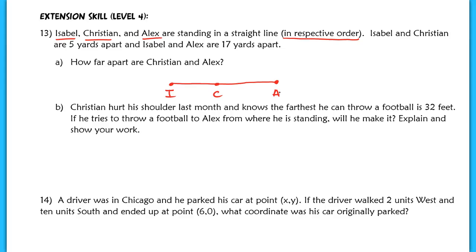Then it says Isabel and Christian are 5 yards apart. So the distance here is 5. And then it says that Isabel and Alex are 17 yards apart. So this time, it's this segment that I would label 17. So Isabel to Alex is 17 yards. Now, we want to know how far apart Christian and Alex are.